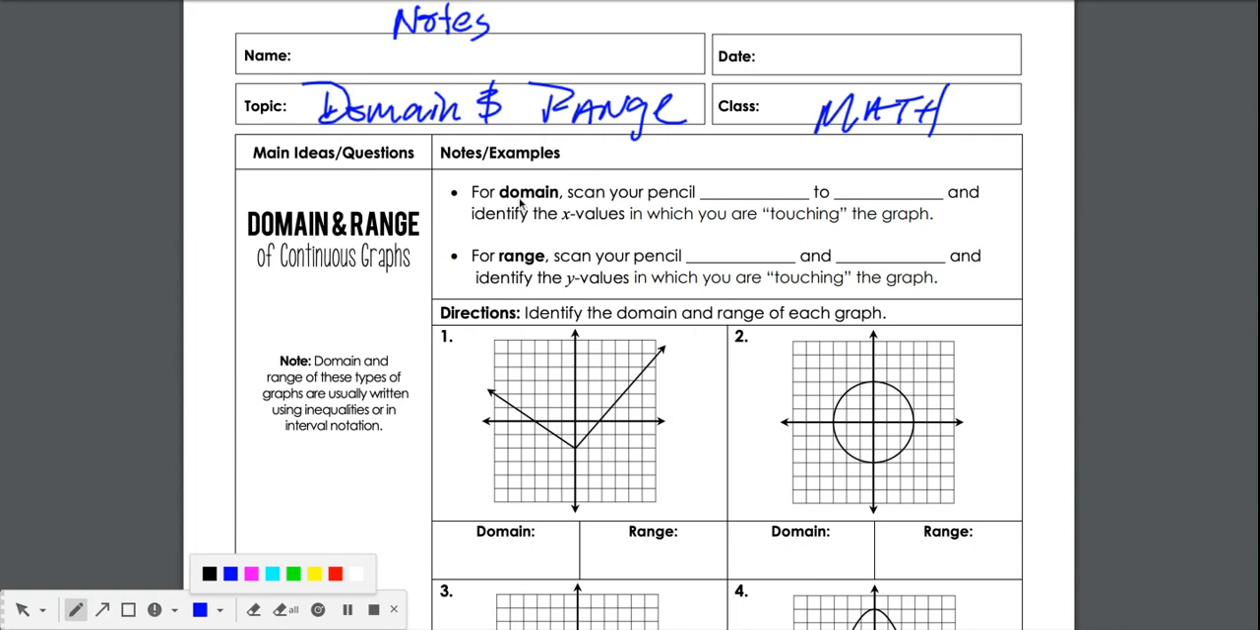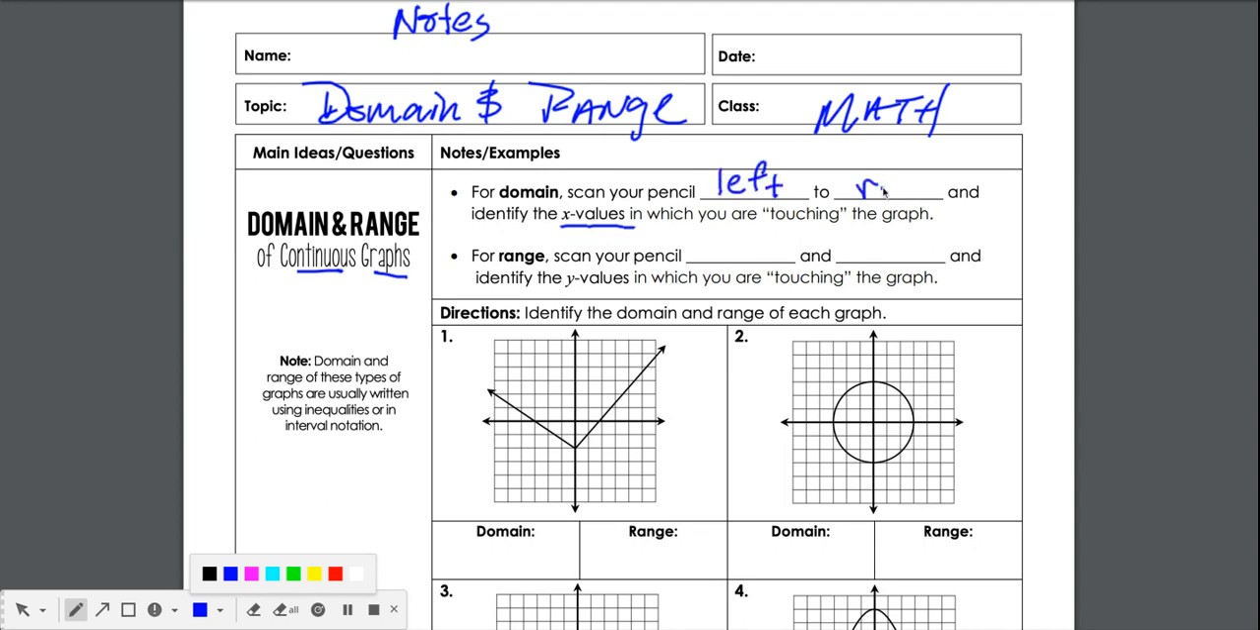The domain is really just all the x values. Right here it says all of the x values that are represented in the particular, whether it's a graph or whether it's an equation or whether it's just a set of values. We're just going to take for the graph. It says right here we're going to find domain and range of continuous graphs. Continuous graphs are anything that has straight lines, or maybe they're curved lines even, but anything that's graphed on a coordinate plane.